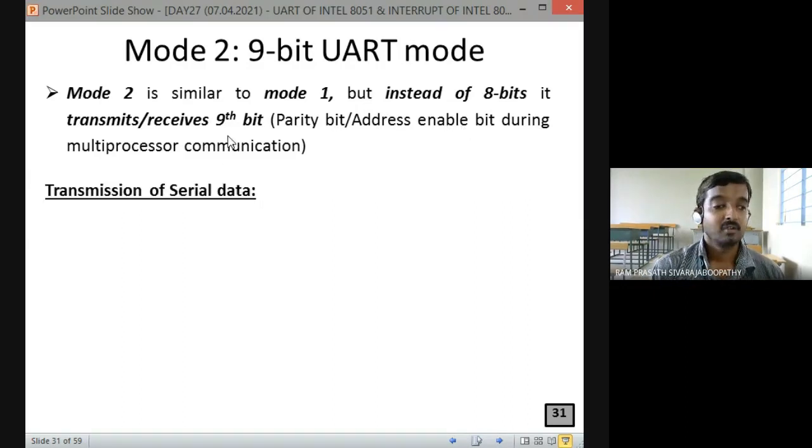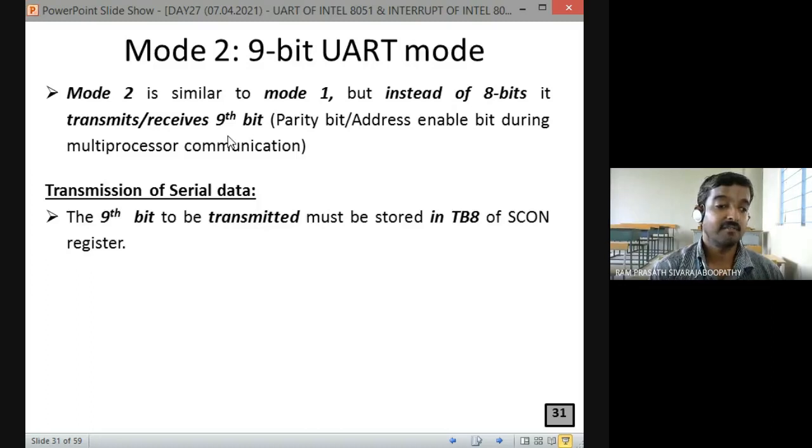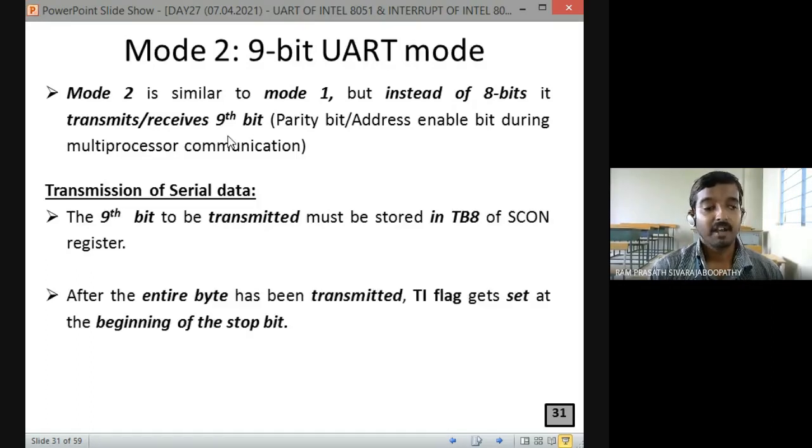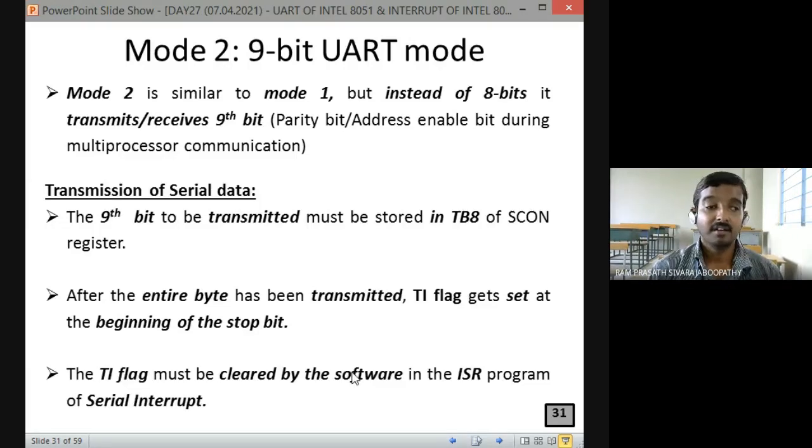Fine. So transmission of serial data is the same here. The 9th bit to be transmitted must be in TB8. After the entire byte has been transmitted, the TI flag will get set at the beginning of the stop bit. Fine. So the TI flag must be cleared in the ISR program of the serial interrupt. See, once the TI flag is set, clearing it has to be done through software only.